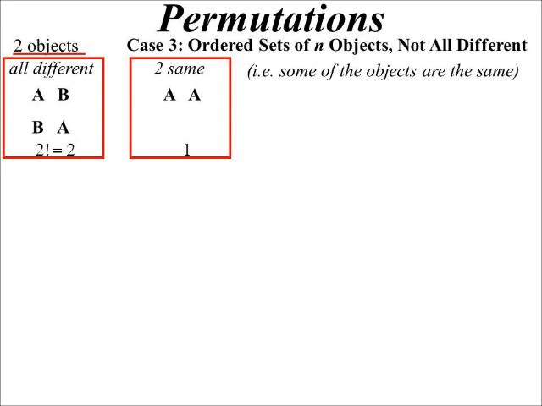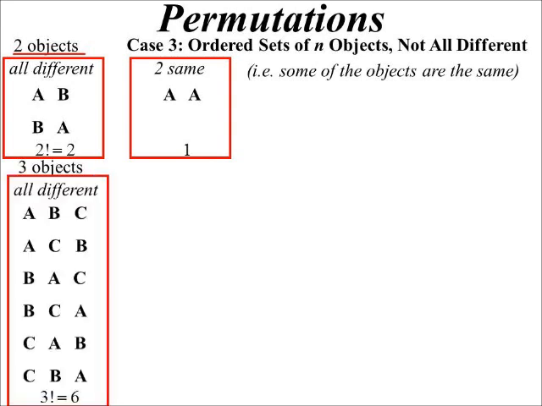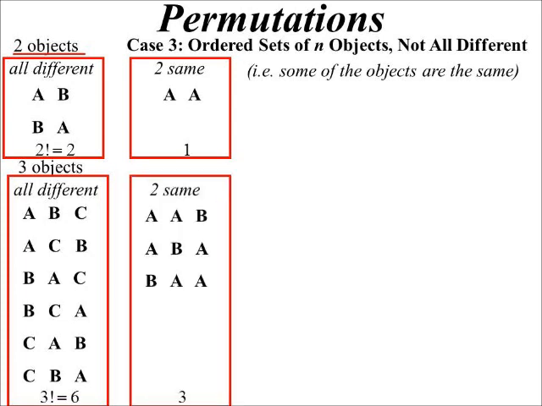All right, well, let's try 3 objects. We know if they're all different, we'd have 6, which is 3 factorial. Well, what about if 2 of these are the same? So if 2 are the same, so let's make it 2 A's and a B, we end up with 3 possibilities. So the question is, when it was 2 objects, we went from 2 to 1. When it was 3 objects, we went from 6 to 3. What is the common pattern? So how do you get from 2 to 1 in the same way that you get from 6 to 3?